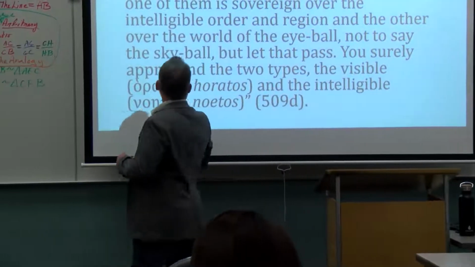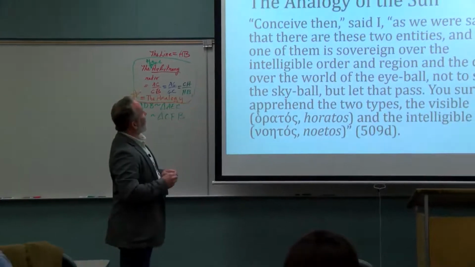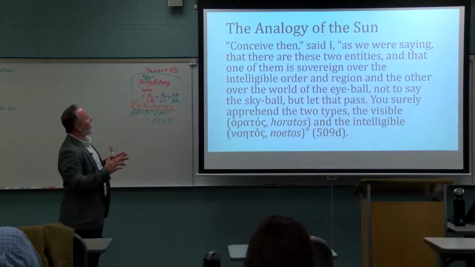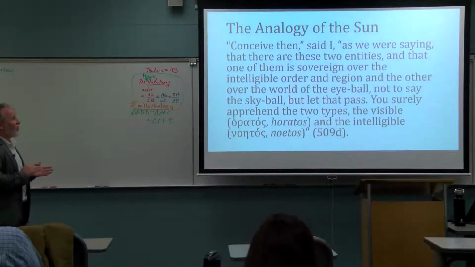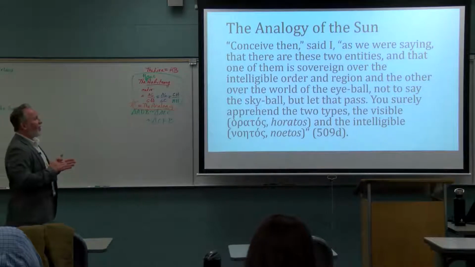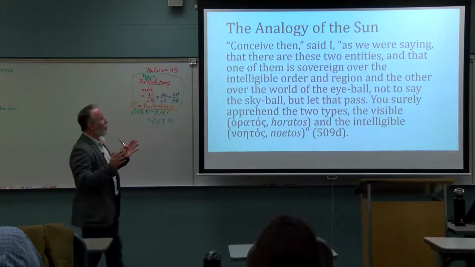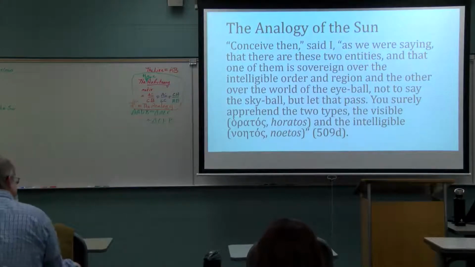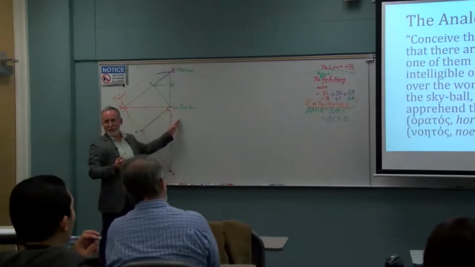All right, so continuing the analogy of the sun, Socrates says, conceive then, as we were saying, that there are these two entities, and that one of them is sovereign over the intelligible order, and the other over the world of the eyeball, not to say the sky ball. You surely apprehend the two types, the visible and the intelligible. So, which region is the visible?